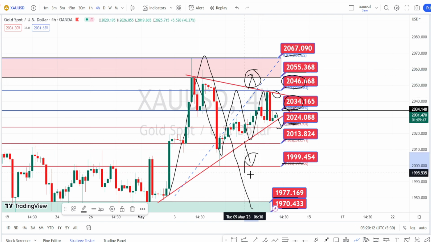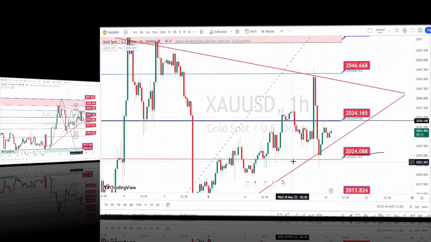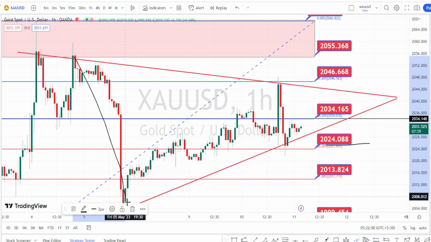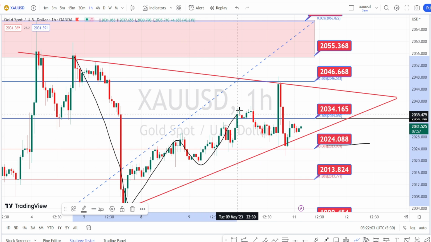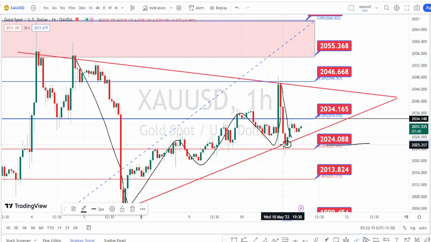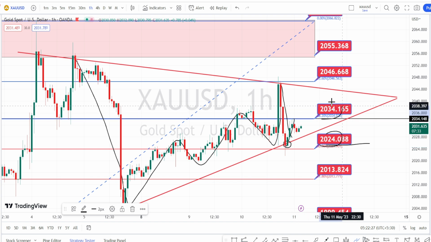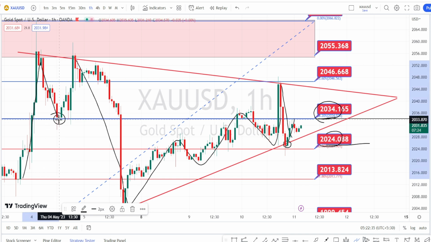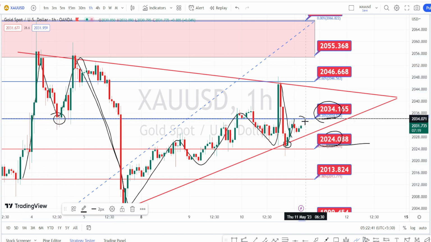Let us look at the price action in hourly time frame. I am in hourly time frame, and in hourly time frame also we are noticing the price action to be trending on a bullish trend within this symmetric triangle pattern from the 4 hours time frame. Currently it has tested this support level of 2024 and we are noticing it to bounce back on the bullish side retracement, but again it has to break this resistance level of 2034, which is the neck level of the double top pattern, and only when it breaches this resistance level can we expect a further continuation of the bullish trend in hourly time frame.